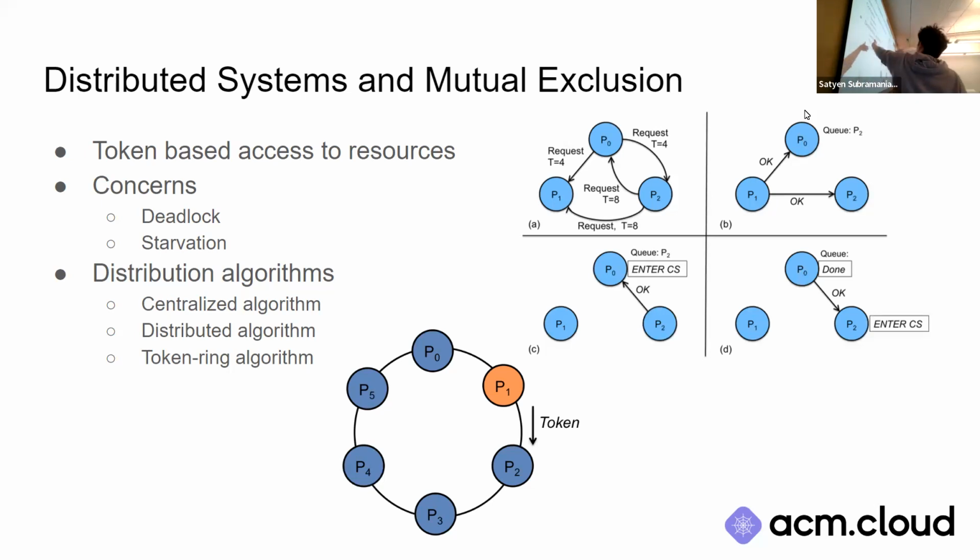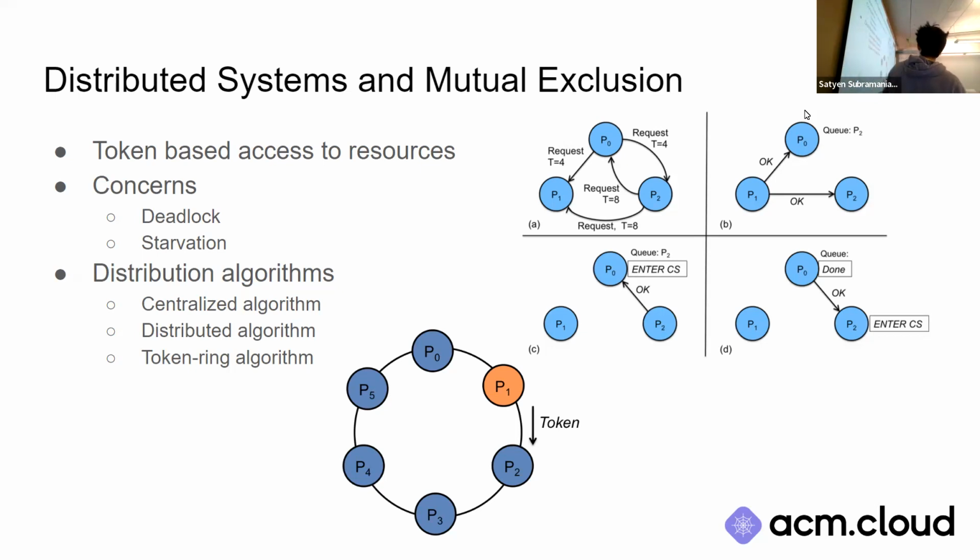There are 3 different types of distribution algorithms. One is a centralized algorithm, which is like having a database where you track who has what token. Every time you want to access a resource, you send a message to the database, and it gives you the token. But the downside of this is a single point of failure. A distributed algorithm is similar, except you have to reach a consensus around who has a token. This increases complexity, but you gain fault tolerance.